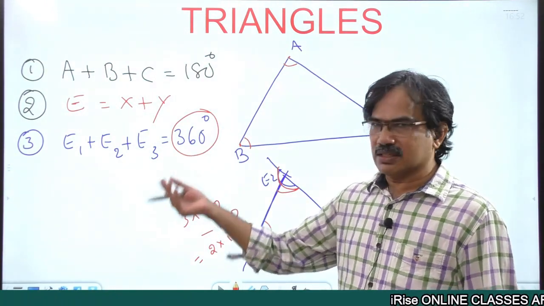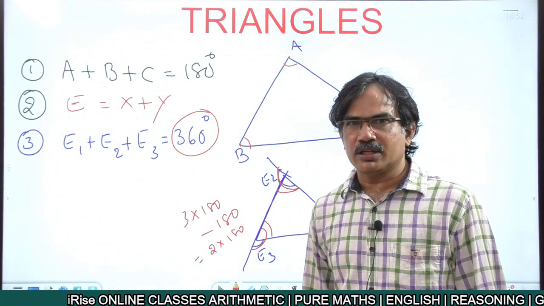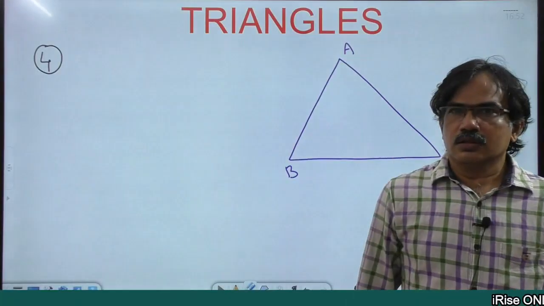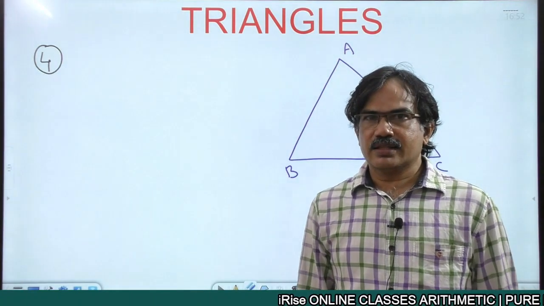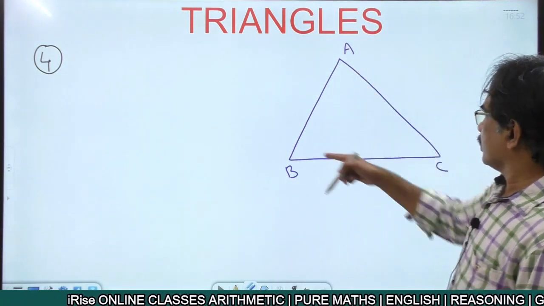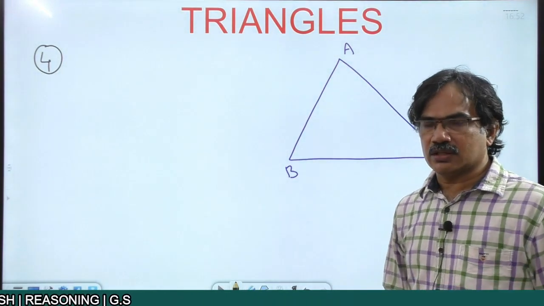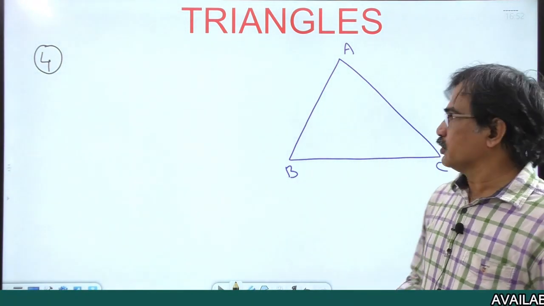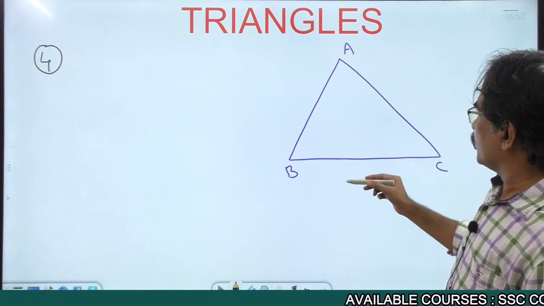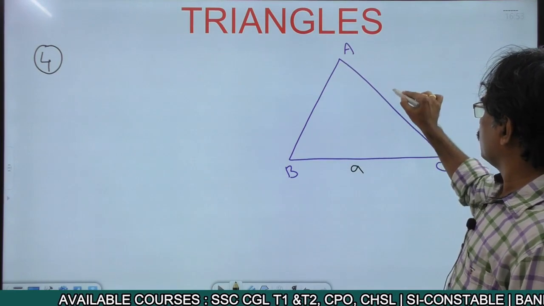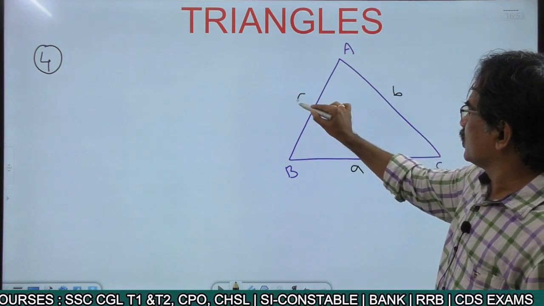Next, I want to discuss the fourth property related to sides. Listen carefully. Property number 4. See carefully. This is a triangle ABC. According to general notation, the side opposite to capital A is denoted as small a, opposite to B is small b, opposite to C is small c.